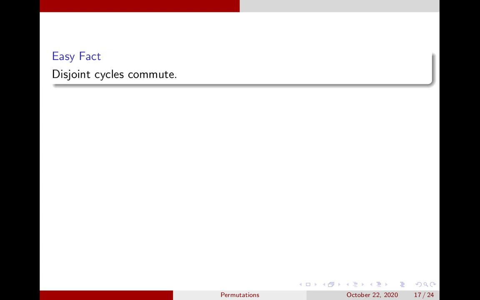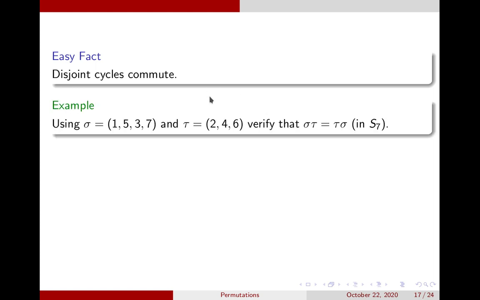And now one thing about disjoint cycles is that they commute. In other words, if you take two disjoint cycles and multiply using function composition, like we always do when we're multiplying permutations, you can multiply in either order and get the same answer. This is assuming that these are two cycles which are disjoint.